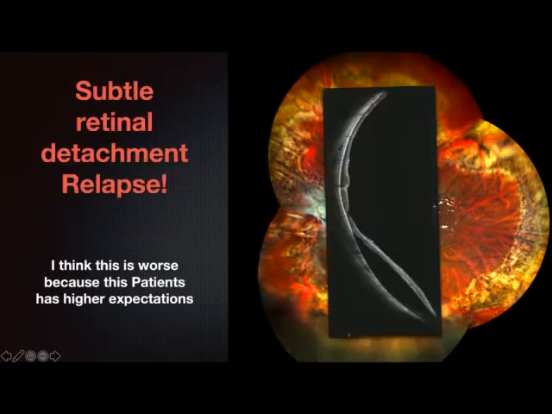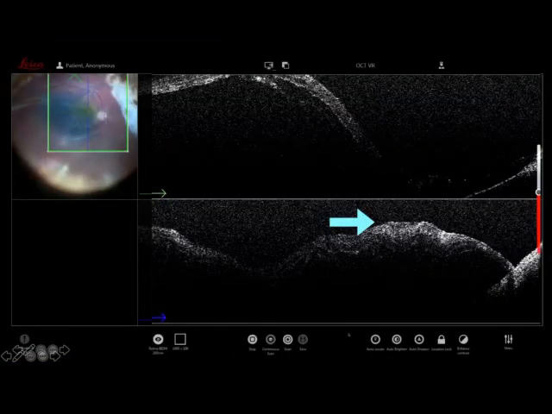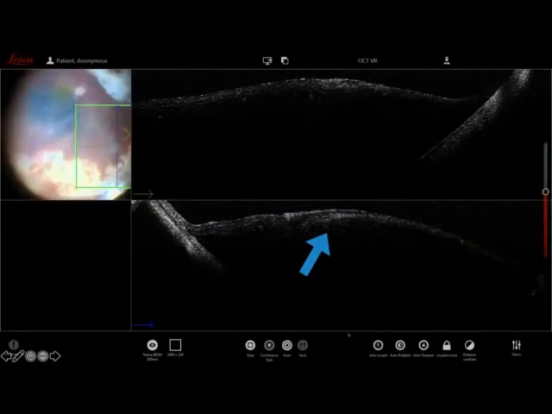surgeries for retinal detachment, and with the long scan OCT, you can judge the presence of a relapse, still an inferior retinal detachment under silicone oil, and this patient is very tired of surgeries. We cannot make mistakes. So how to locate the immature PVR? I think this is a pathognomonic sign, the hyperreflective area with intraretinal folds. It's a sign of immature PVR.